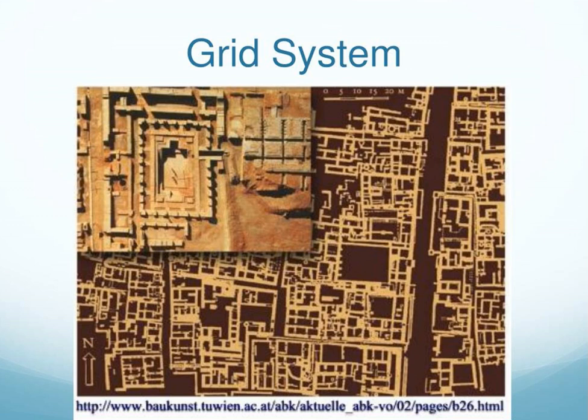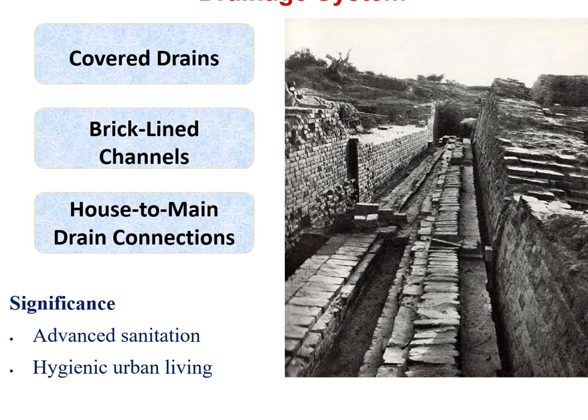Coming to the drainage system. This drainage system has covered drains. Usually brick-lined channels were used to maintain drain collections. The main significance of this is advanced sanitation, hygienic and urban living. So they had a very good lifestyle.